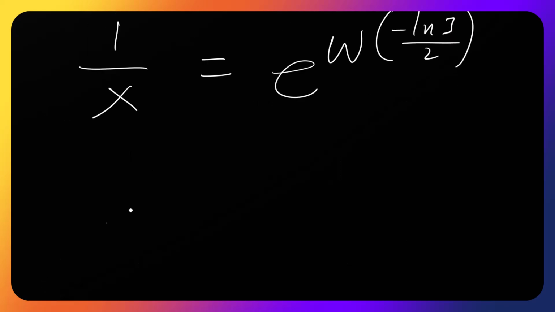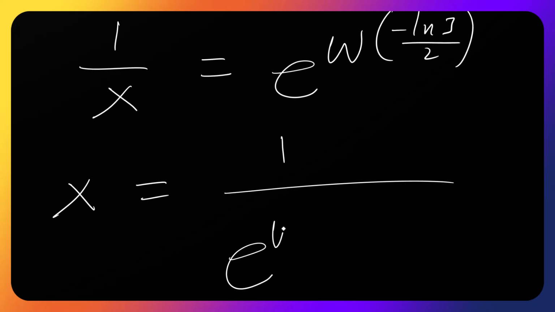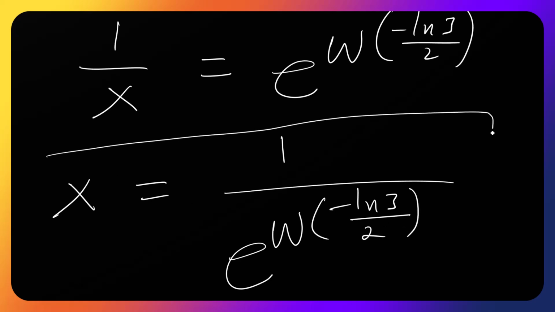Okay. So from here, we can interchange the position. So my x will be 1 on e raised to W function of minus ln of 3 on 2. So there's the solution.